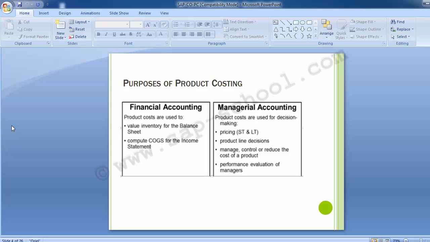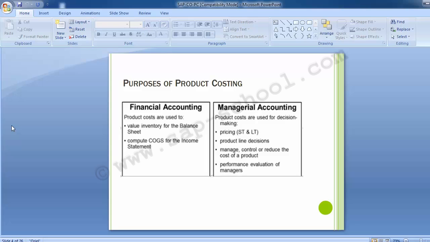Then the performance evaluation of managers. It also helps in deciding the performance of the managers, how efficient they are while using these reports, how they can cut down the cost, how they can decide the cost of the product and the sale price, and what is the profitability of the product to the organization.